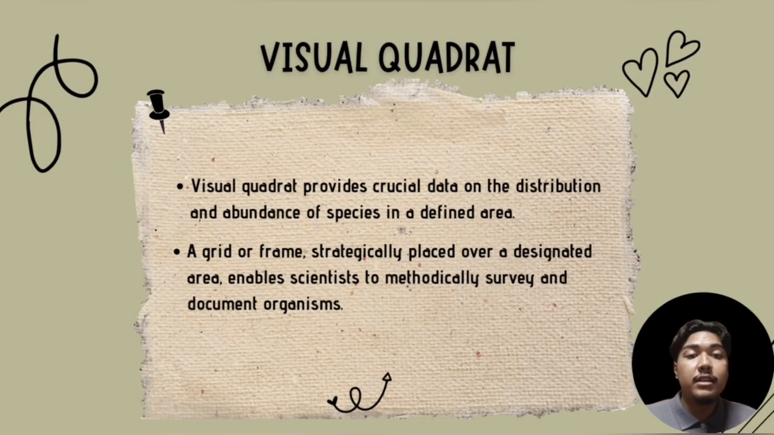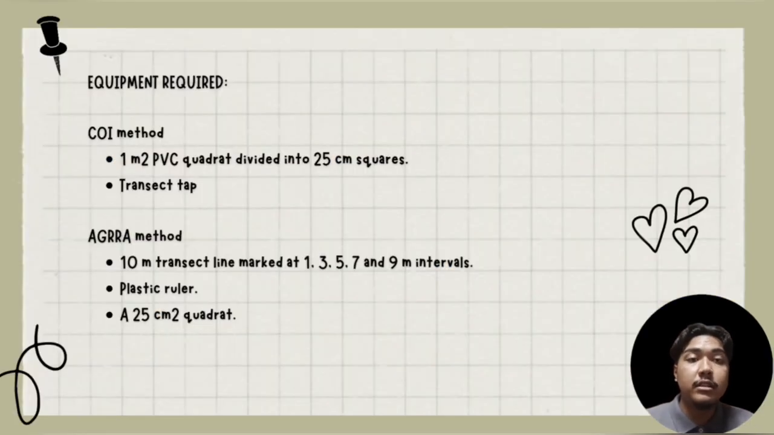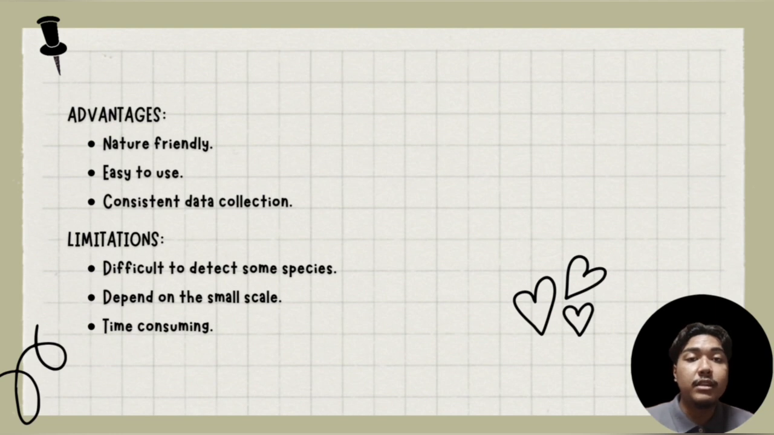For the next method is visual quadrat. A grid or frame strategically placed over a designated area enables scientists to methodically survey and document organisms. These are the equipment used in this method. Advantages for this method are nature-friendly, easy to use, and consistent data collection, while the limitations are difficult to detect some species, small-scale dependent, and time-consuming.